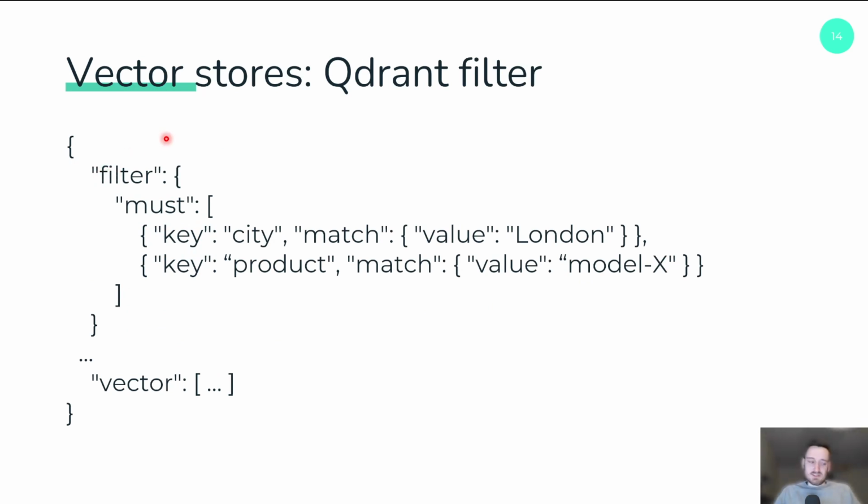Okay, so this brings me back to the filtering. So how do you do filtering? Well, in Qdrant, you just add this data to the request that you will do. It's called a filter, and then you can say, for example, there is a key in our payload called city, and it must have a value of London, or a key named product, and it must have a value of Model X. And I will explain now why this is a pretty important feature in my opinion.